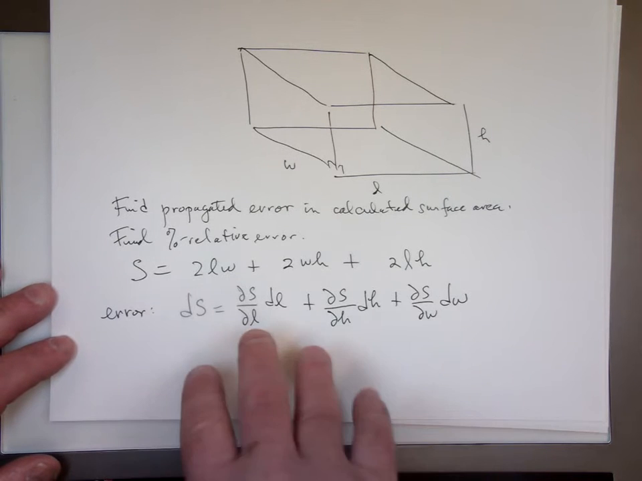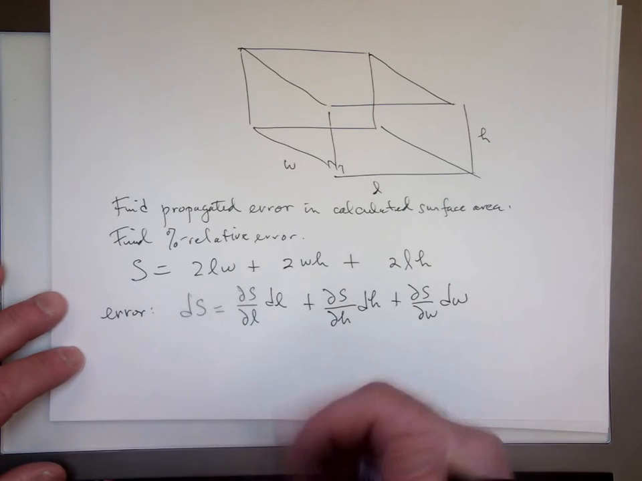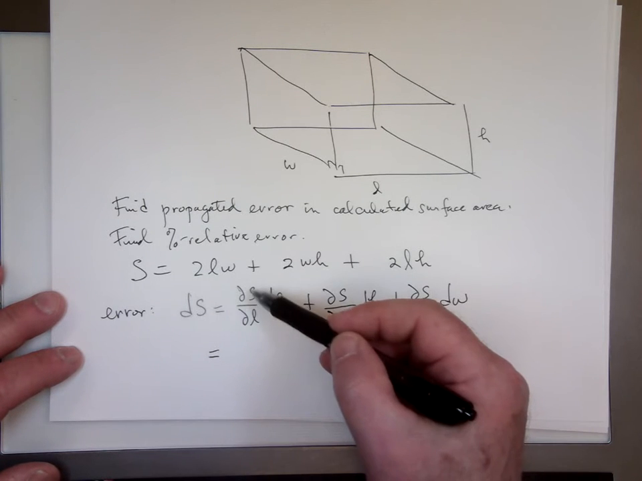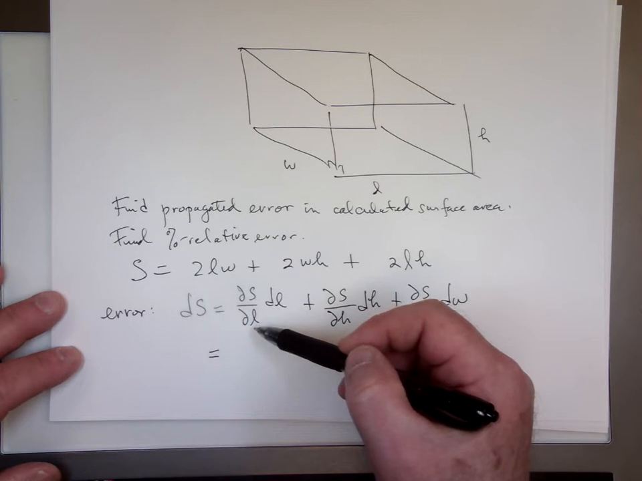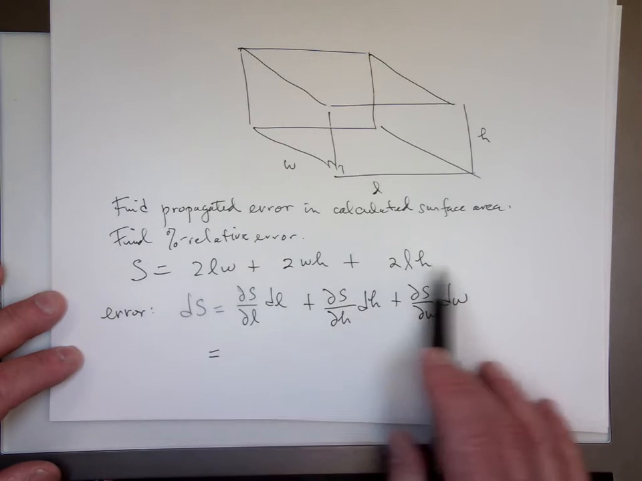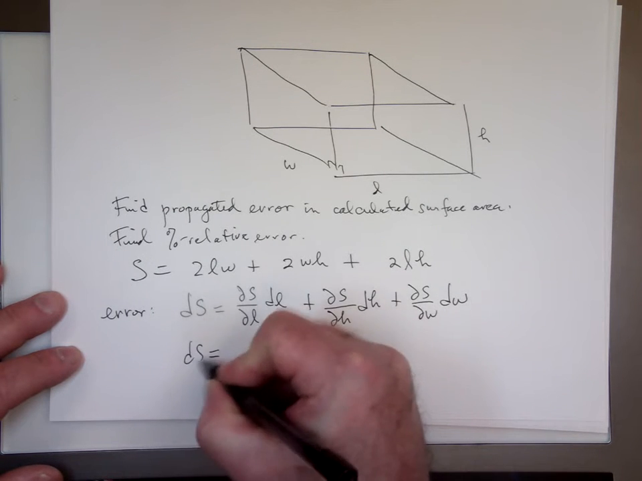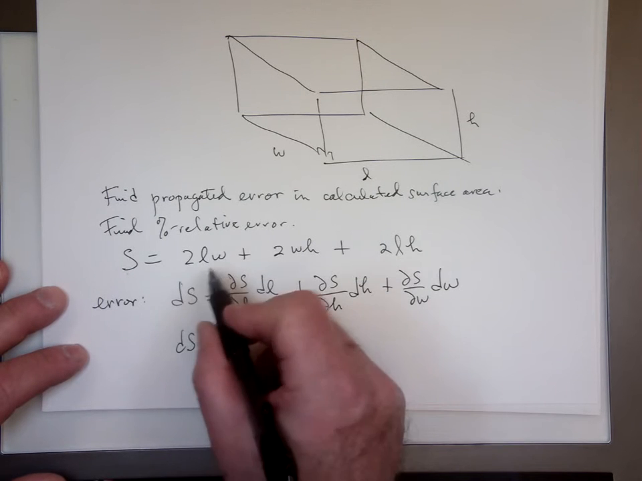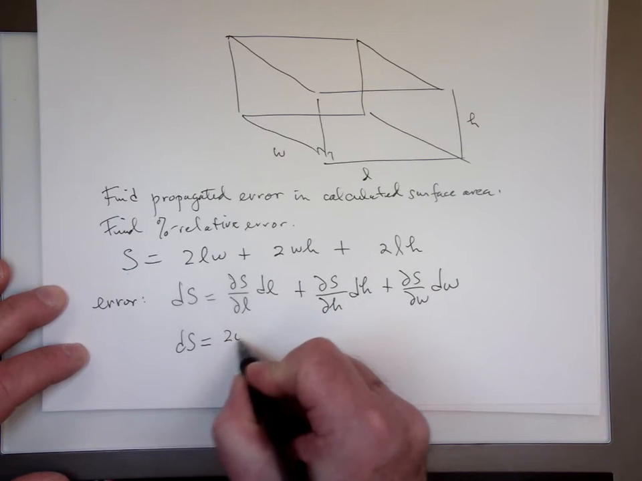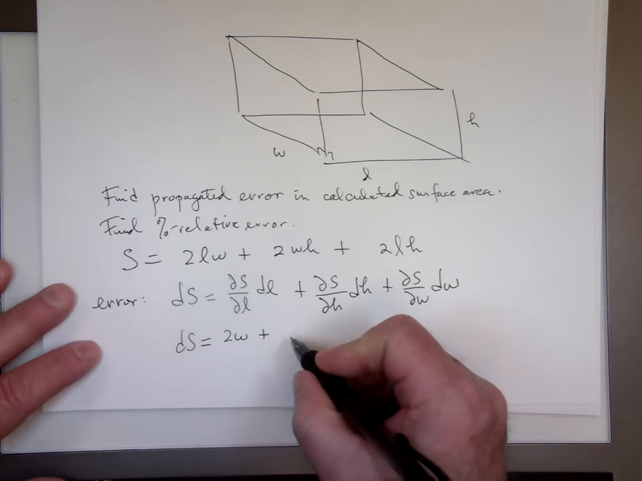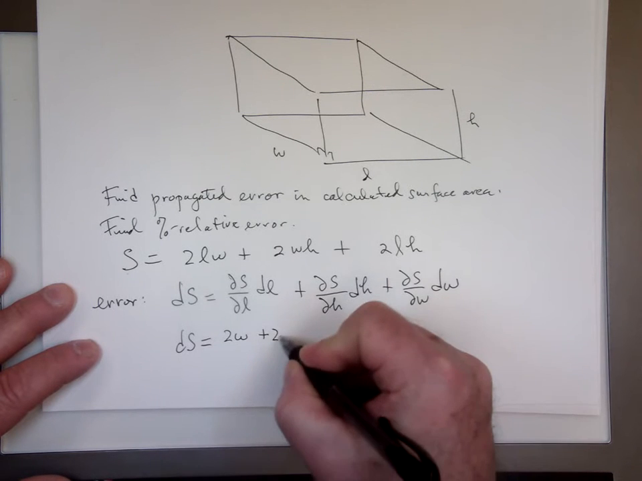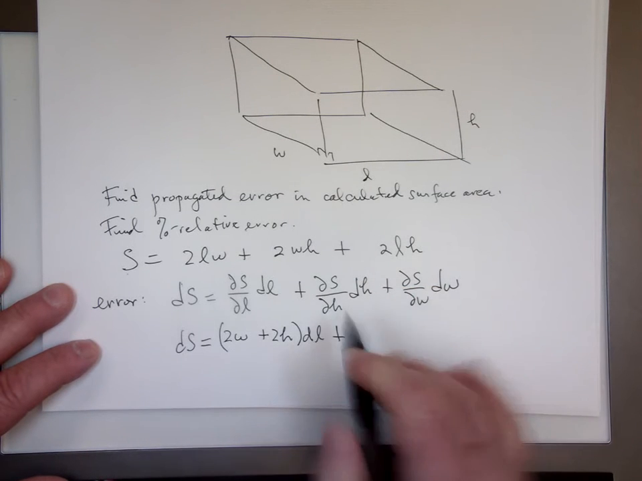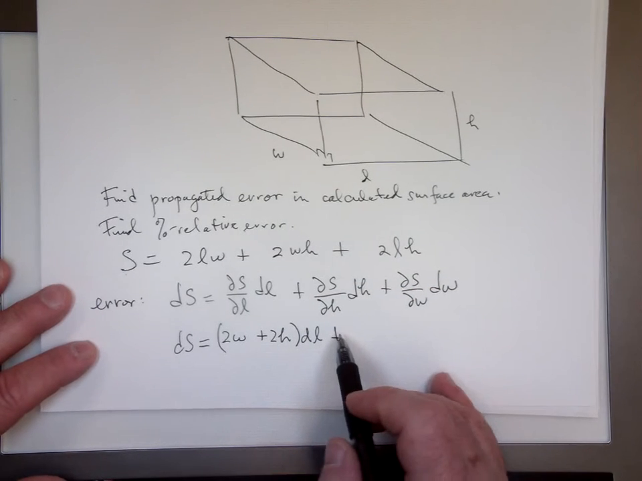And we're going to find that, okay, by doing the following. Take the partial derivative of S with respect to L. Now, what's the partial of this with respect to L? Partial of S with respect to L is going to be 2W plus 2H, dL plus partial of S with respect to H.